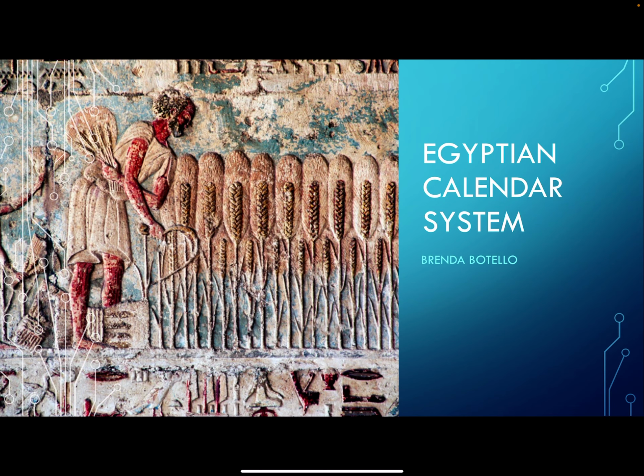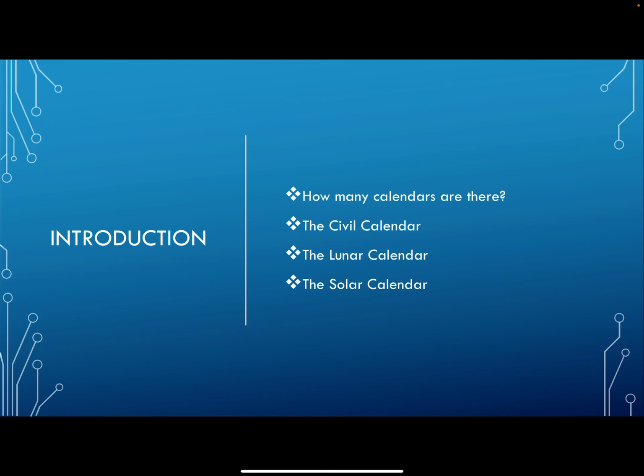Okay, so my name is Brenda Baldeo, and I had the Egyptian calendar system. And then the first image is just an image of like a farmer, because the Egyptian calendar had a lot to do with the farming cycles, and the water and everything.